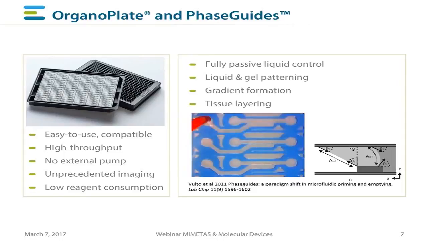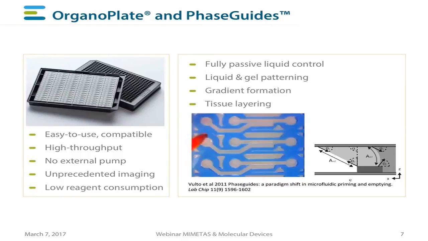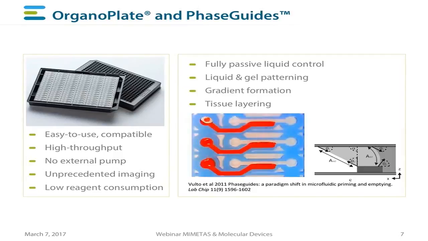The phase guide technology allows us in a fully passive manner to control liquids. It allows us to pattern gels inside the OrganoPlate. We can create gradients, and we can layer multiple lanes in adjacent co-culture setups next to each other in order to create higher tissue functionalities.